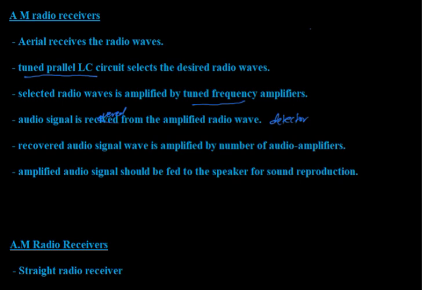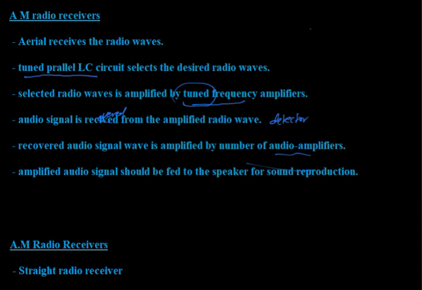First step is the antenna receives the radio wave. The tuned parallel LC circuit selects the desired radio wave. Then the selected radio wave is amplified by a tuned radio frequency amplifier. Then the audio signal is recovered from the amplified radio waves, and this recovered audio signal is amplified by a number of audio amplifiers. Then the amplified audio signal is given to a loudspeaker to produce the sound. So these are the different steps involved.